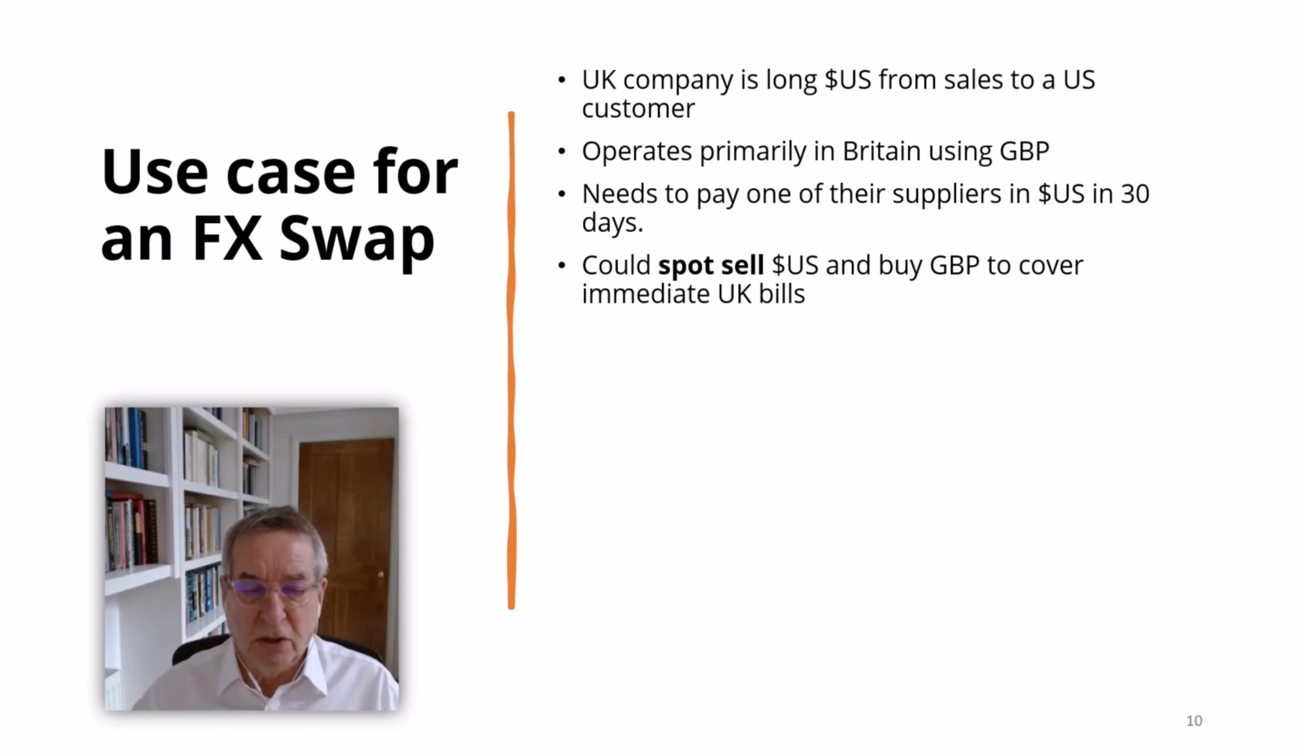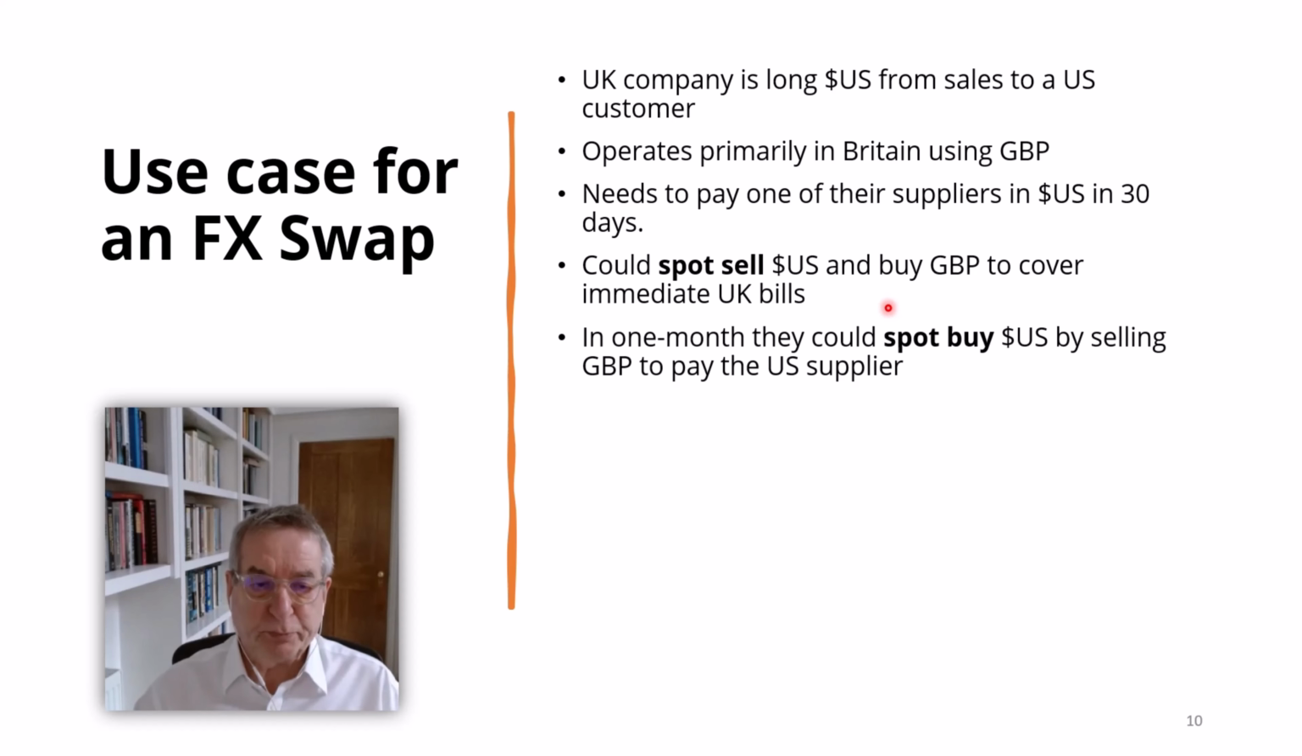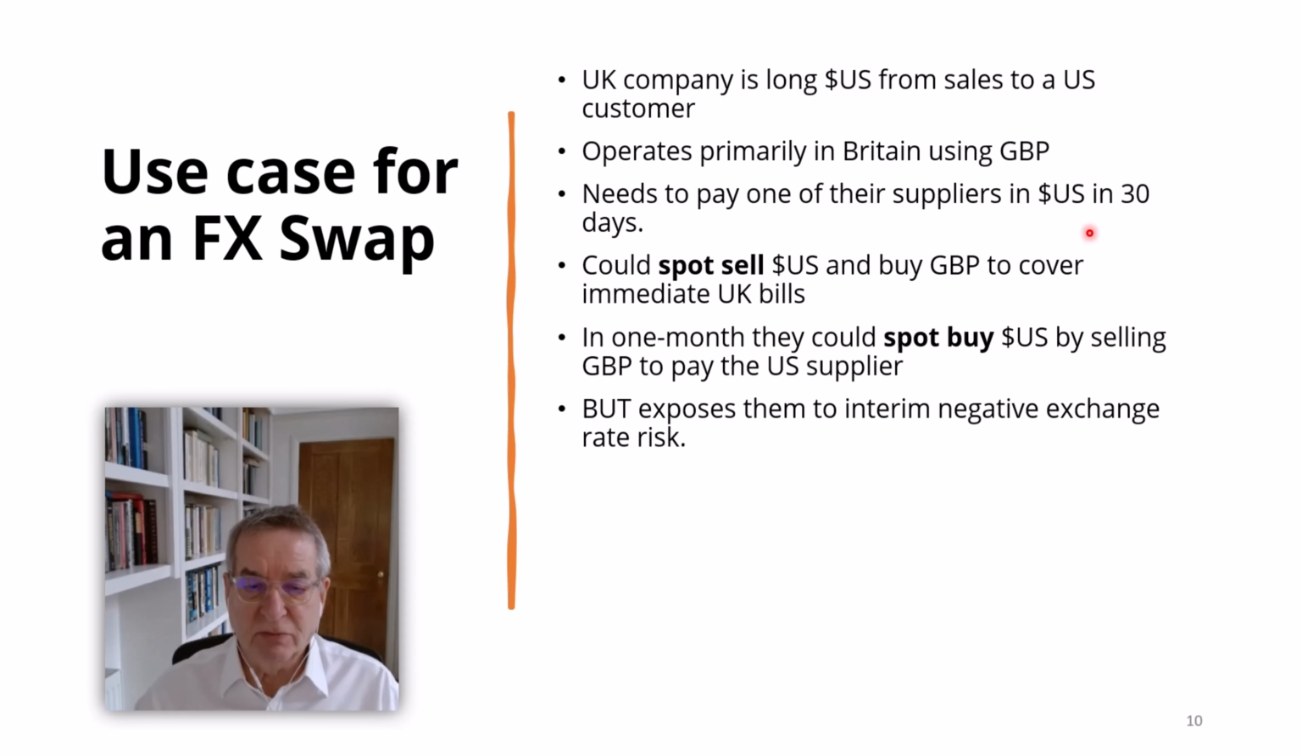Well, the UK company could take the dollars it's just received from the sales back here and spot sell them and buy GBP to cover its immediate overhead and bills. And 1 month later, when they need to pay the supplier, they could go back into the market and spot buy dollars by selling GBP to pay the US supplier, let's say. But this exposes them to interim negative exchange rate risk.